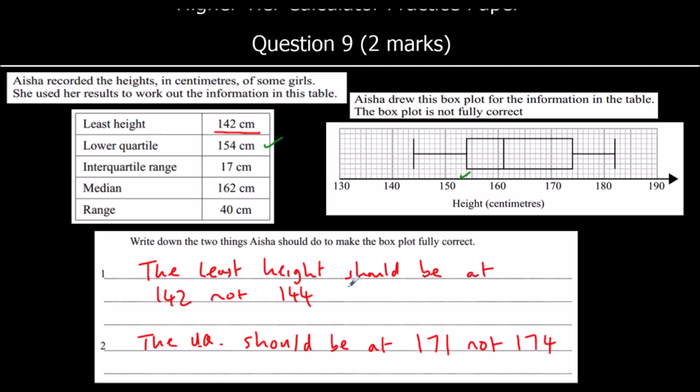And then the median should be at 162. The median's not correct either. The median should be at 162. And the range is correct. 142 plus 40, so the highest value should be 182, which is correct. So we could have said the least height, the upper quartile, and we could have also said that the median is wrong.